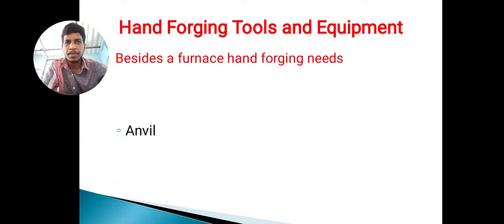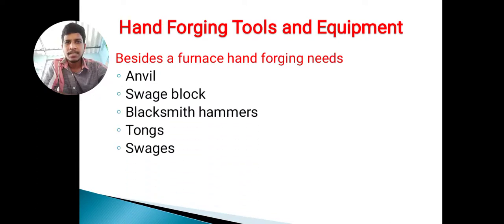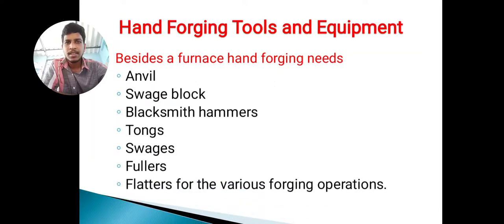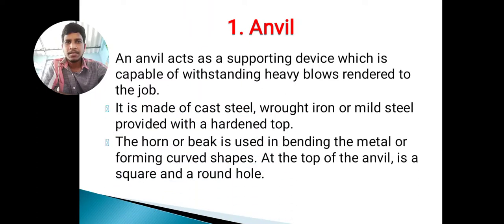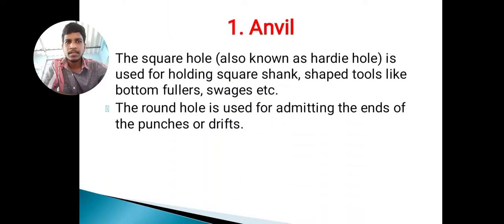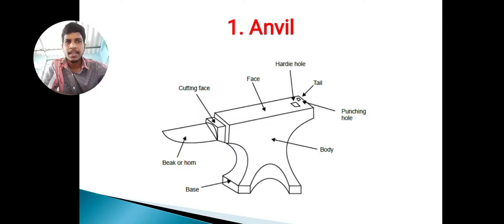Hand forging tools and equipment: anvil, swage block, blacksmith hammers, tongs, swages, fullers, and flatters. The anvil is a support, and it can be explained using a diagram. The anvil is a supporting device capable of withstanding heavy blows rendered to the job. It is made of cast steel, wrought iron or mild steel provided with a hardened top. I am showing the figure of the anvil here. This one is the anvil.